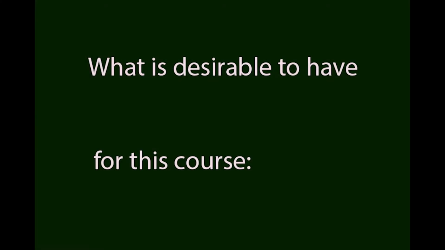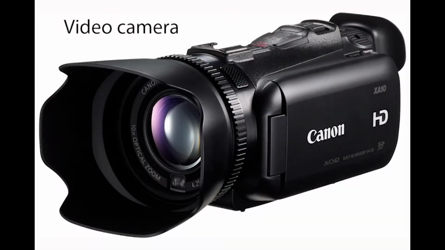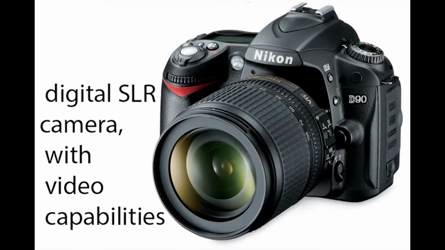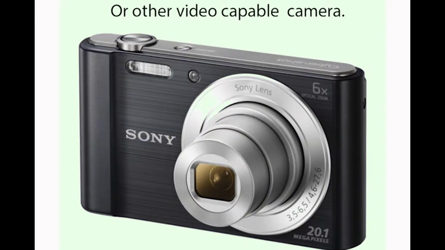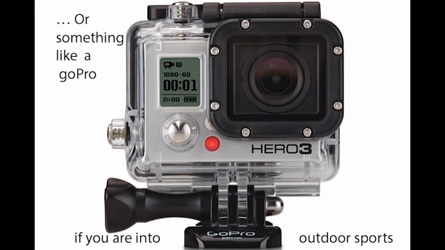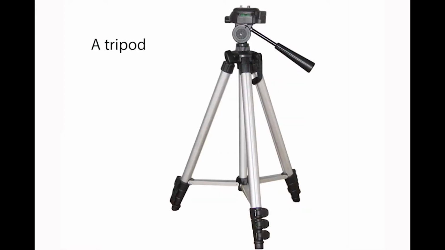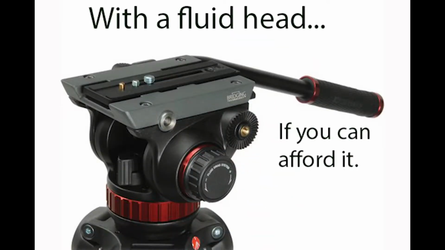This is what would be desirable to have for the course. One would be your own video camera, and you could get a very expensive one, or you could use a digital SLR, making sure that it has video capability, or you could even use a lower end video capable camera. If you're into sports or things like that, you might try something like a GoPro, which is a very fun camera to have. Or I suppose most of you probably have a cell phone or a smartphone. One other thing that you would like to have would be a tripod, and if you're rich enough, a fluid head for your tripod.